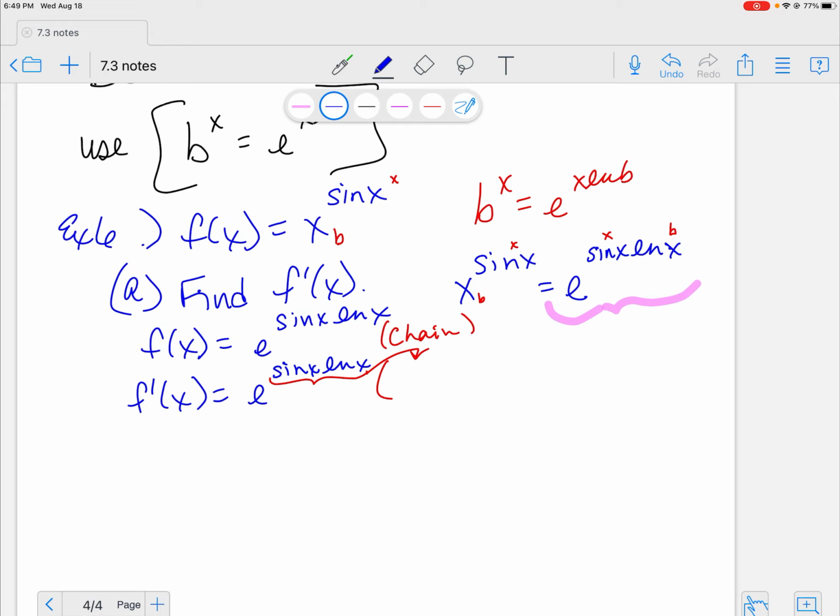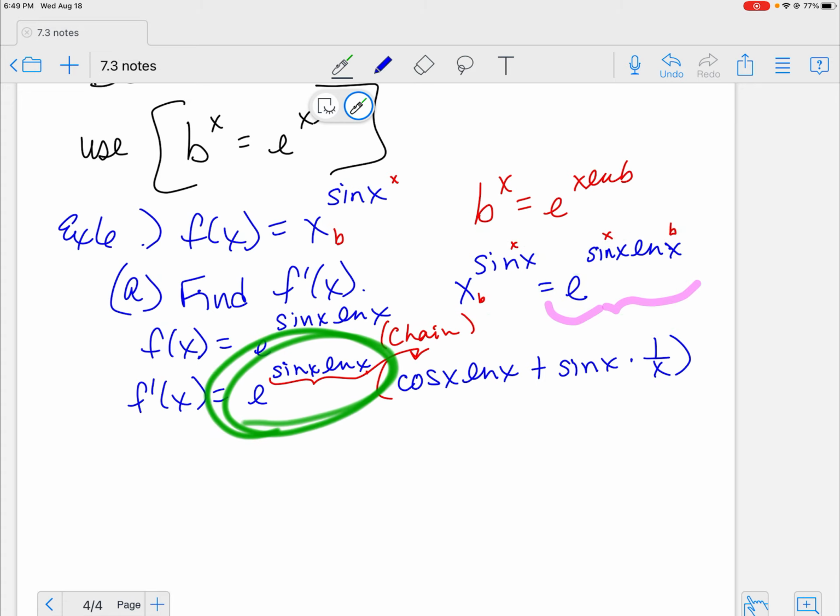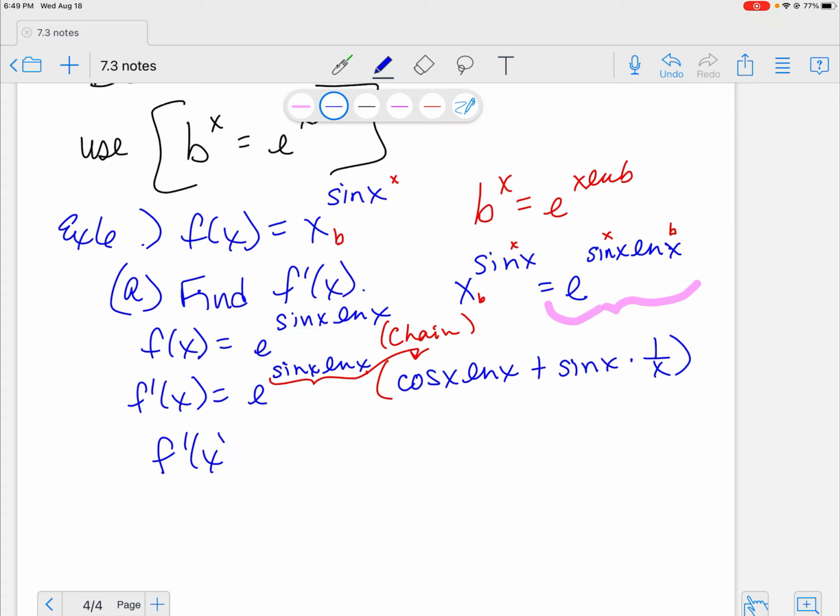So when I do the chain rule of this, it is a product rule, right? So the derivative of the first times the second plus the first times the derivative of the second. Chain rule. And that's the key to this. Write it as an e, then chain it. These are equivalent. So when you have this, you want to always go back and write it as what you started with. So this is the same thing as x to the sine of x.